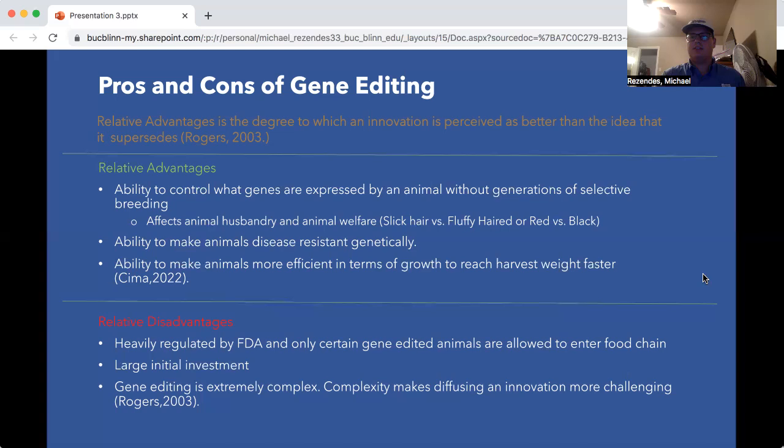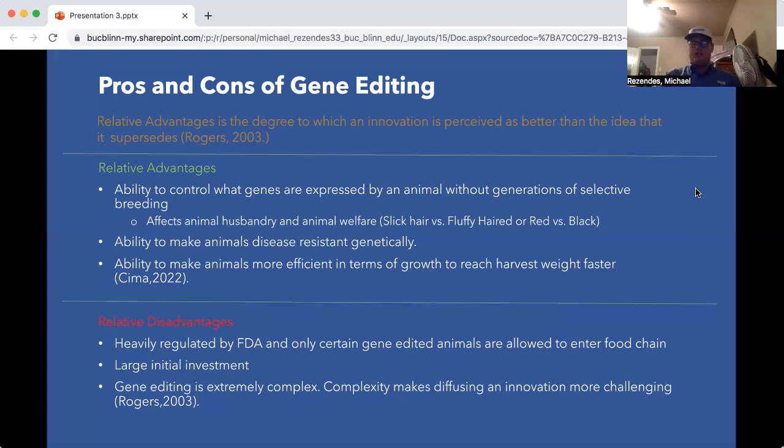It also has some relative disadvantages, because not every innovation comes with only positives. It's heavily regulated by the FDA, and only certain gene edited animals are allowed to enter the food chain. We've talked about this with the Acceligen already. But what's the point of gene editing if we can't use it and not all the animals can enter the food chain? It's extremely relevant. This is a very, very relevant topic.